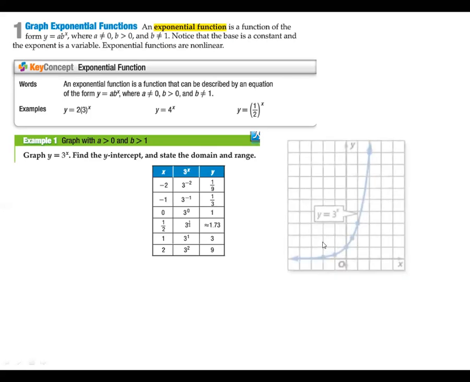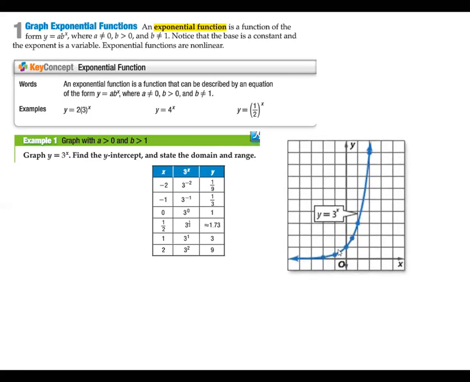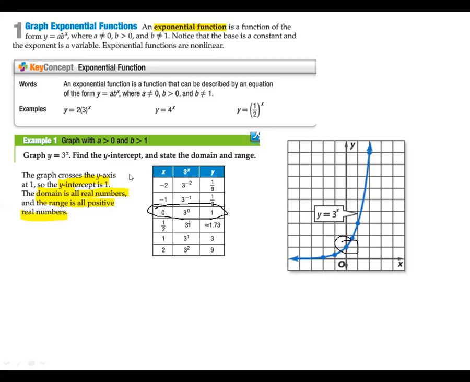If I plot those points in a graph, you'll see that they go up in a curved manner. So you want to graph the curve there. The graph crosses the y-axis right here. And really, to get the y-intercept, you just plug in 0 for x. So the y-intercept is 1. The domain is all real numbers, because you can put any number you want in for the exponent. And the range is all positive.